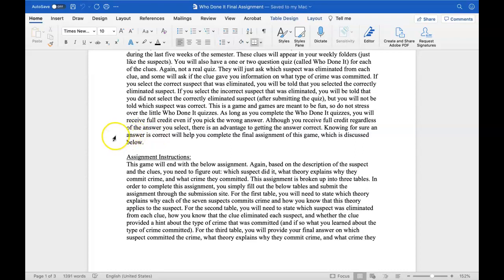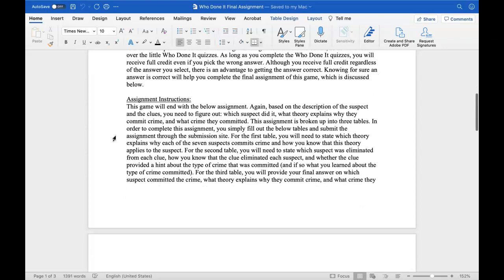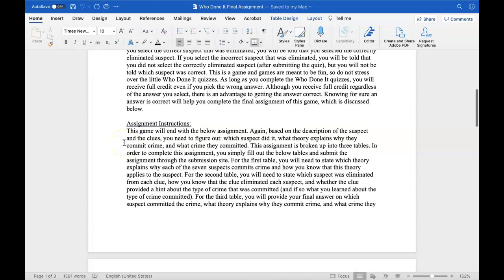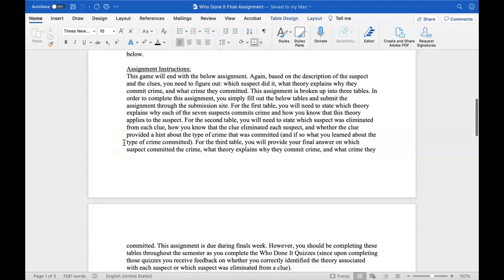Obviously, knowing the correct answer is going to help you eliminate suspects, and it's also going to make sure that you do understand the theories that we're learning in class, which is always good because that's the whole objective of the class in general. Okay, so those are all of the clue quizzes and things that you're going to get throughout the semester.